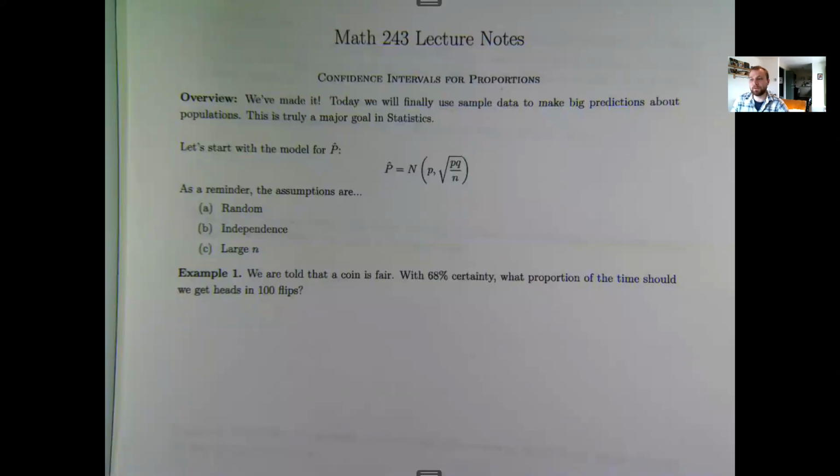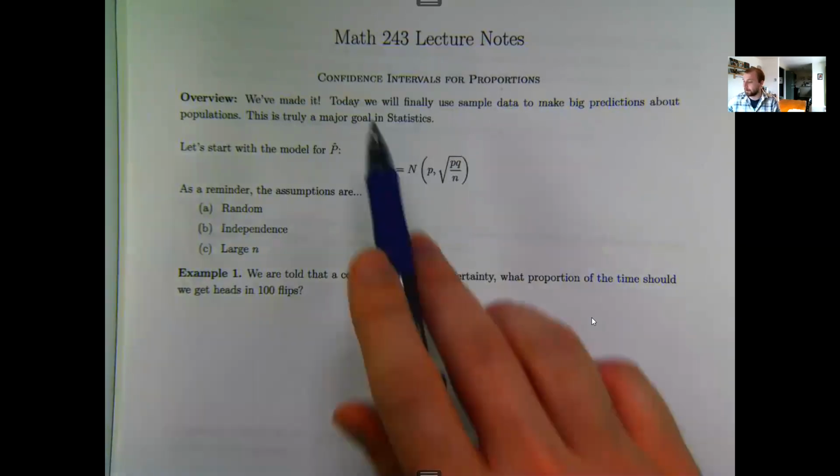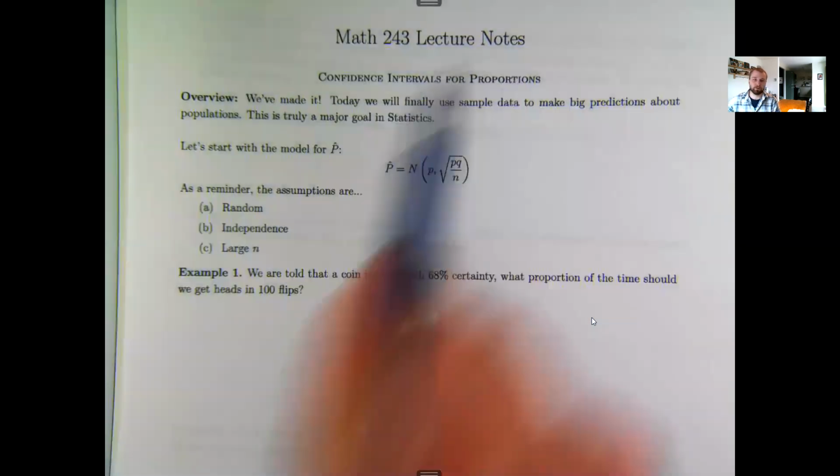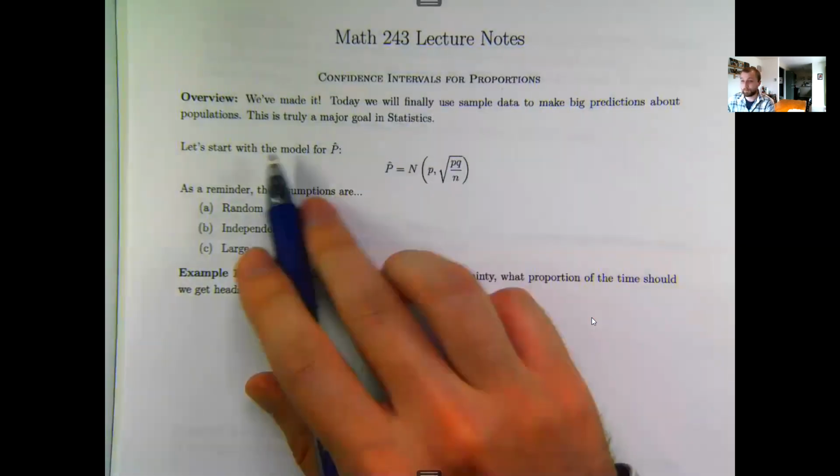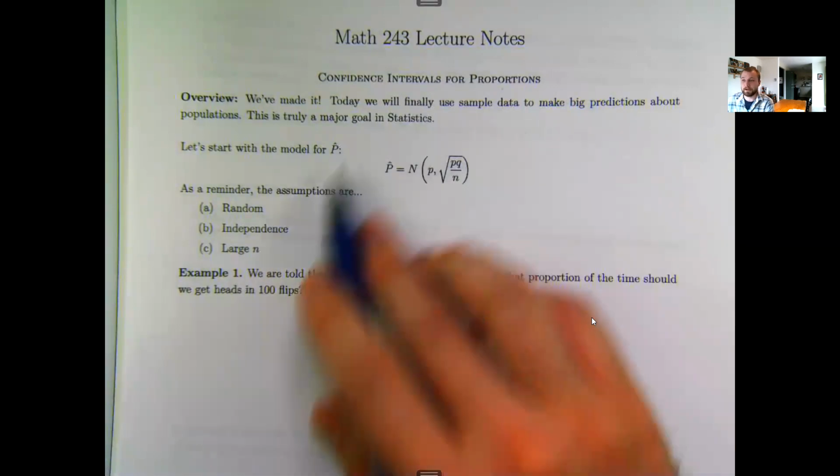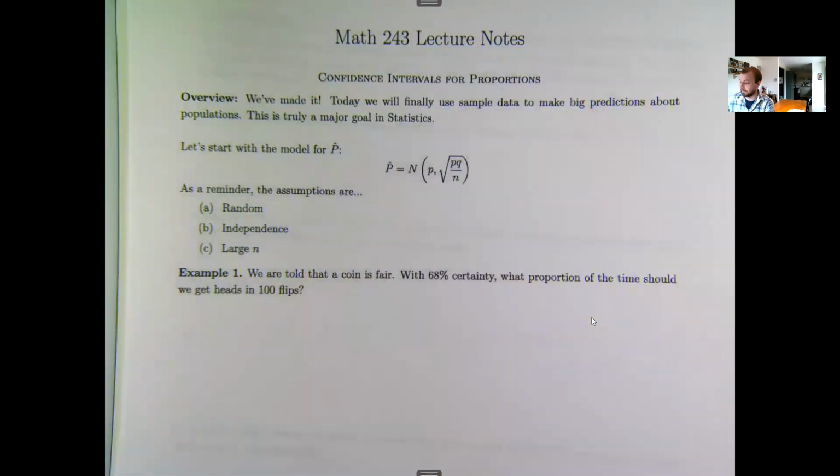One of the biggest goals of statistics is to make predictions about a population based off of the sample. And we're finally at that now. We're looking at a skill set called confidence intervals for proportions. The model that we have for p hat will be the foundation for coming up with these guessing intervals.